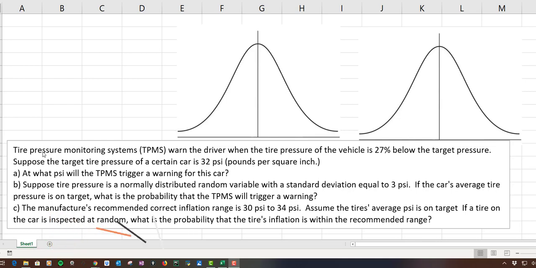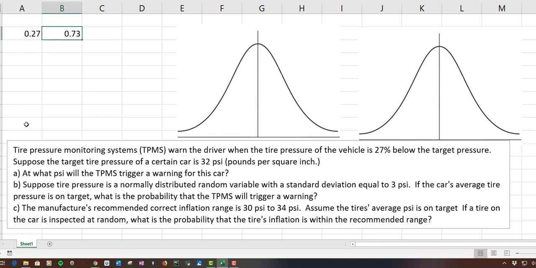All right, so we're given this problem: a tire pressure monitoring system warns the driver when the tire pressure of the vehicle is 27% below the target pressure. So basically that means, for this first part, at what PSI will the TPMS trigger a warning for this car? Well, if it's below, I don't really need to use Excel here, but I'll just go ahead and show it. That means anything above the 27%, and you know the two probabilities have to add to 1.